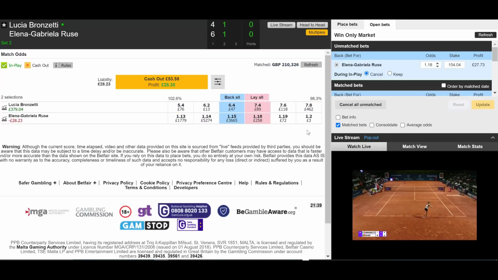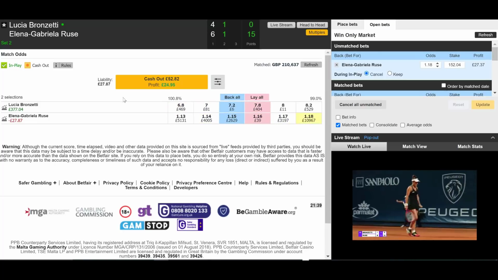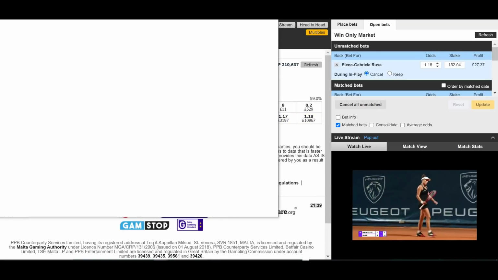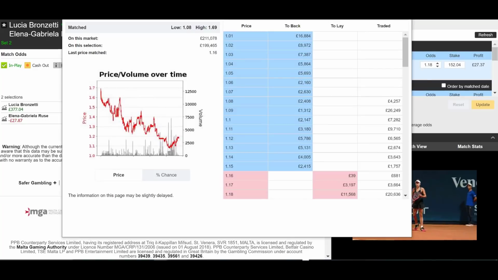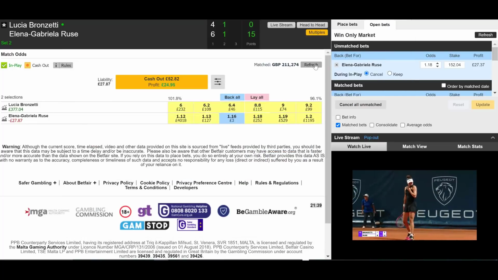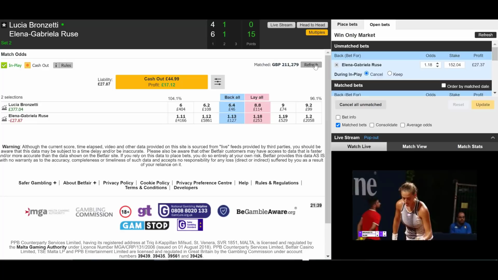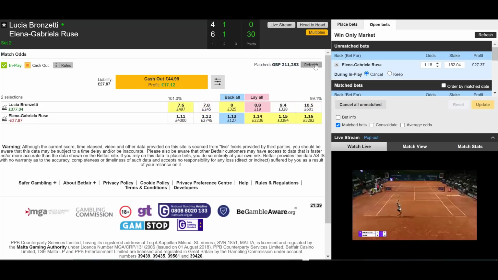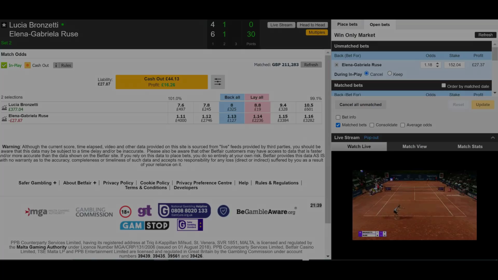But anyway, what we can do now is look to remove the risk from the trade and then see if Bronzetti can actually get ahead in the second set, because that's what's going to give us the biggest price move of all. Okay, so as you can see, we entered there at 1.1, and now let's see if she can really get back into it and we can get a bigger price move. But importantly, in the meantime, we want to just try and eliminate all risk where possible and get this down as low as possible. Let's see what happens anyway.